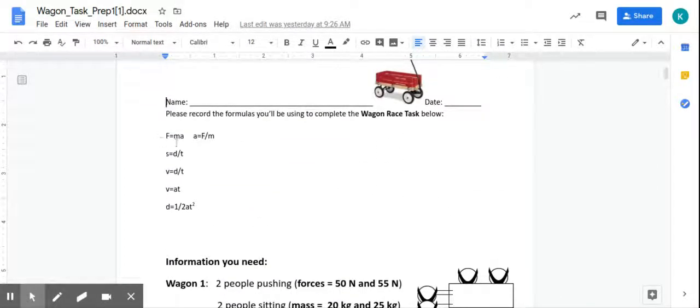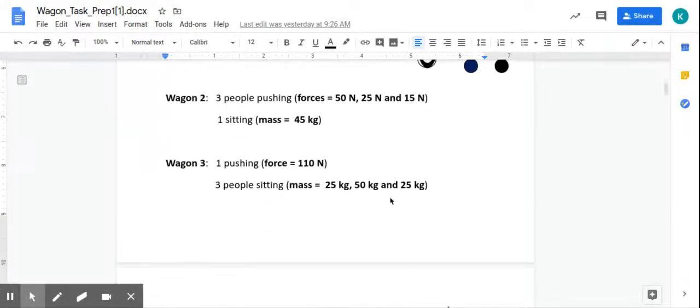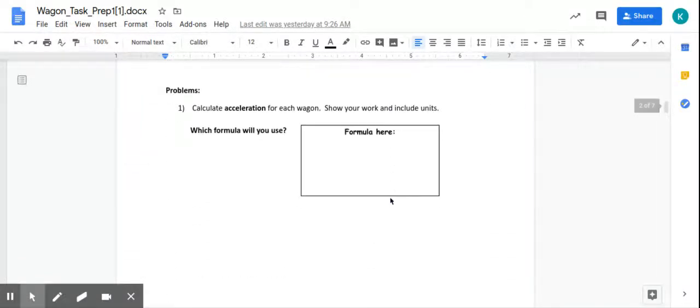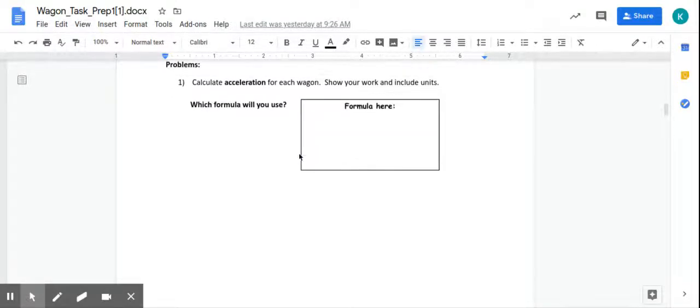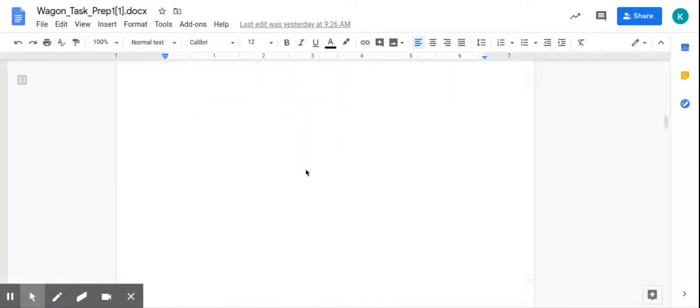Well, just based on this top equation up here, you could calculate an acceleration from that because you have the other two things. So the problem: calculate acceleration for each wagon. For wagon 1, wagon 2, and wagon 3, you are going to calculate the acceleration. Make sure you show your work here.